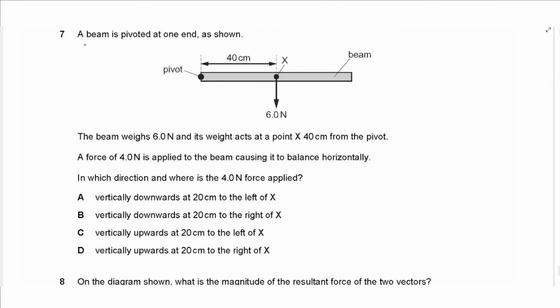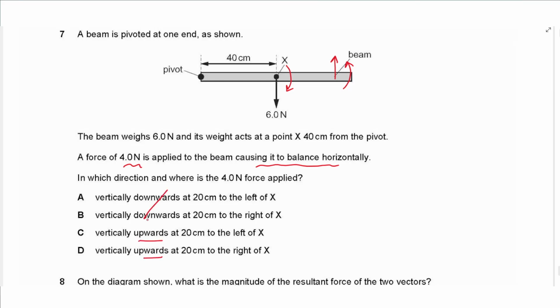Question 7 says a beam is pivoted at one end as shown. The beam weighs 6 Newton and its weight acts at a point X 40 centimeters from the pivot. A force of 4 Newton is applied to the beam, causing it to balance horizontally. So the 6 Newton load is causing a clockwise moment, so we need an upward force to counteract this clockwise moment by creating an anti-clockwise moment. So the force must be upwards.